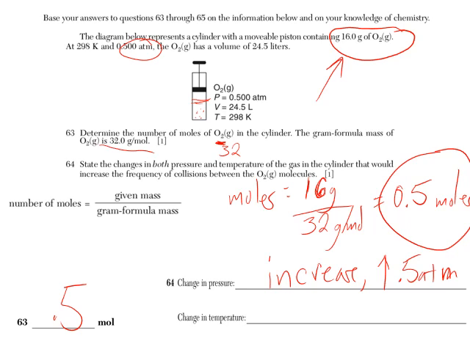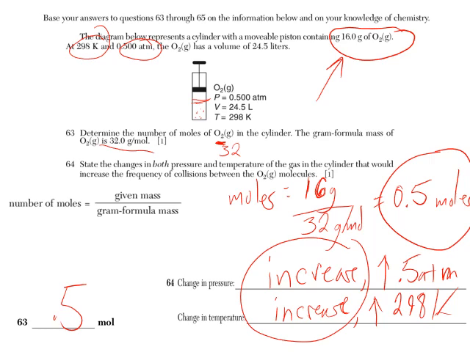For temperature, same kind of thing. How can we make these molecules hit each other more? That's, once again, just increasing the temperature. If you heat it up, they're going to speed up, they're going to hit each other more and have more collisions. So once again, you could be more general and just say increase temperature, or you can get a little more specific and say normally it's at 298 K. It tells us right now it's at 298 K. So just raise the temperature to something over 298 K. I like just the very general increase because that makes it really easy for me to grade when I'm looking at your papers.